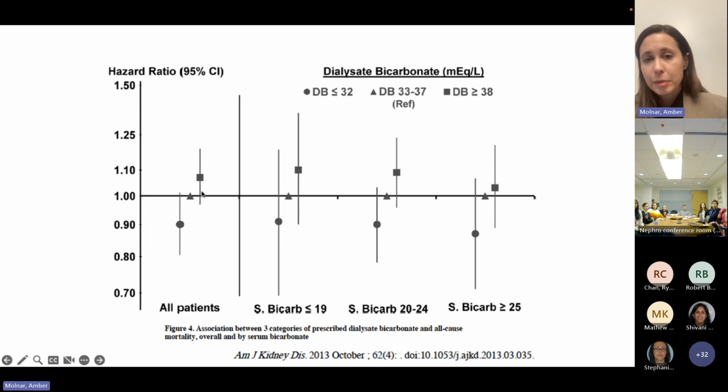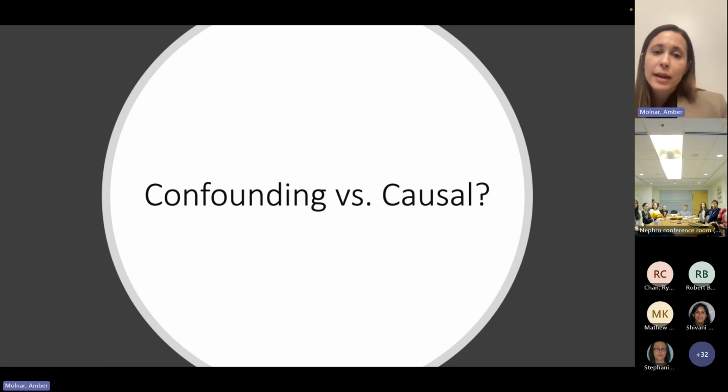They also looked at this by dialysate bicarbonate concentration category, and again demonstrated this pattern or linear trend of increasing mortality with increasing dialysate bicarbonate concentration. And this was also consistent across pre-dialysis serum bicarbonate categories. So again, this begs the question, how much of this is due to residual confounding?